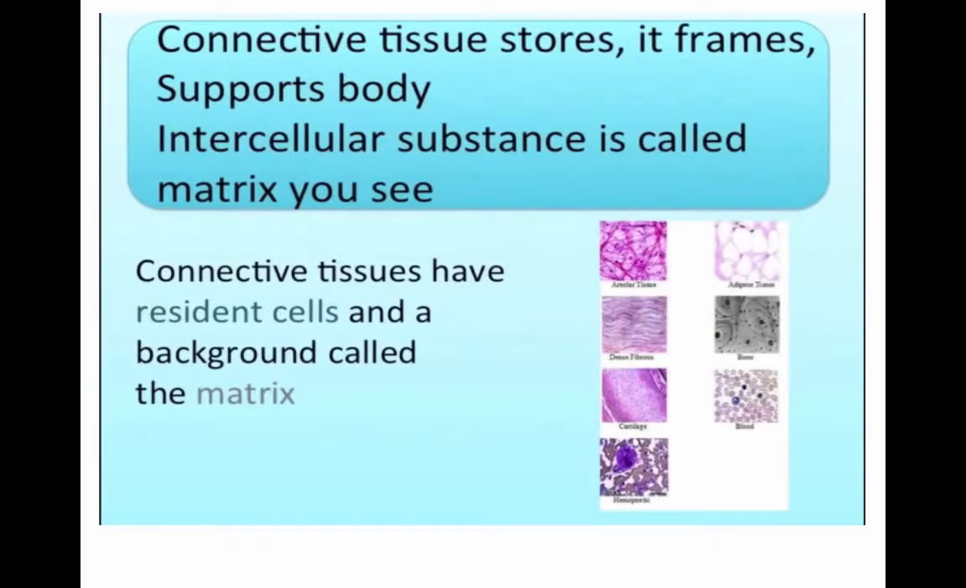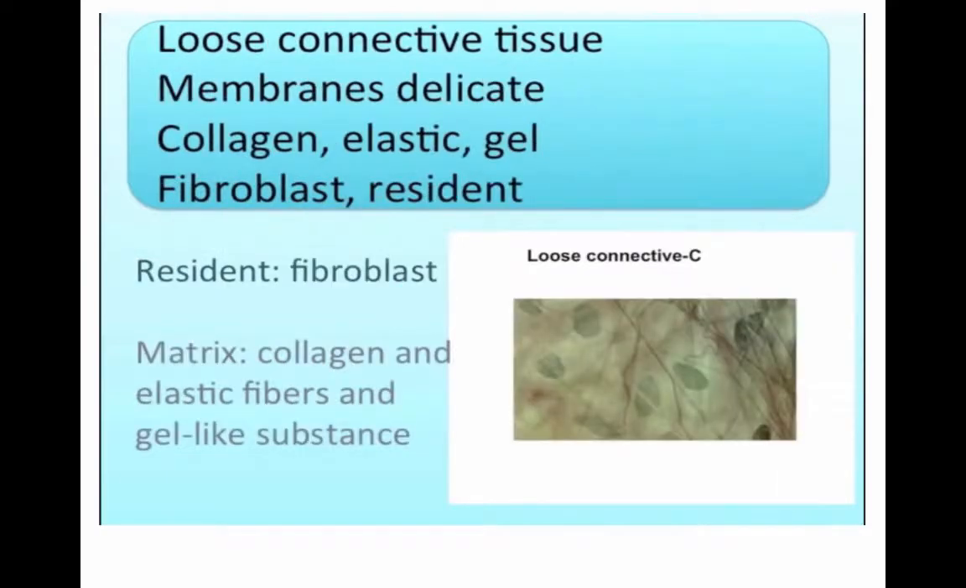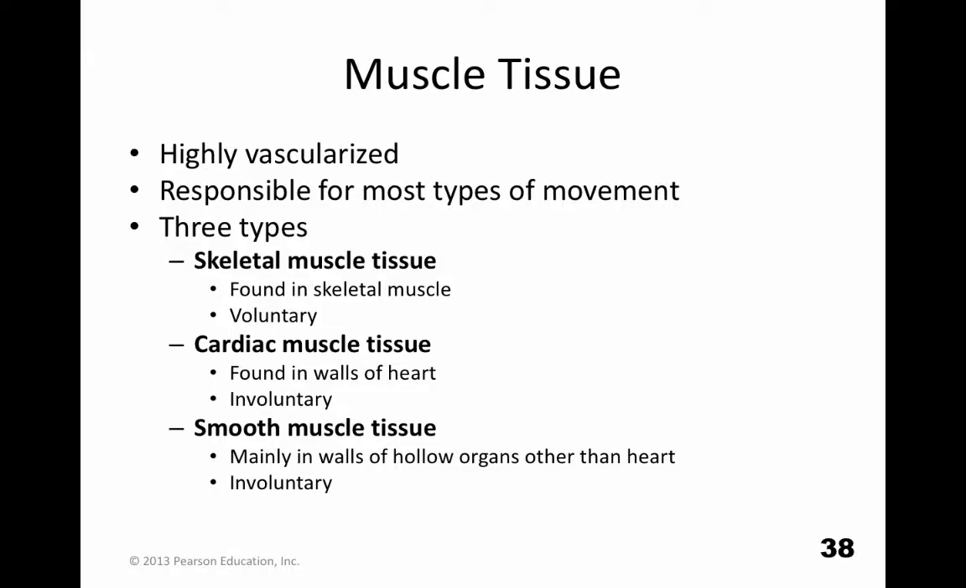Connective tissue stores, it frames and supports the body. Intercellular substance is called matrix. Loose connective tissue, membranes delicate. Collagen, elastic gel, fibroblast resident. Yeah, I can't even handle that one.